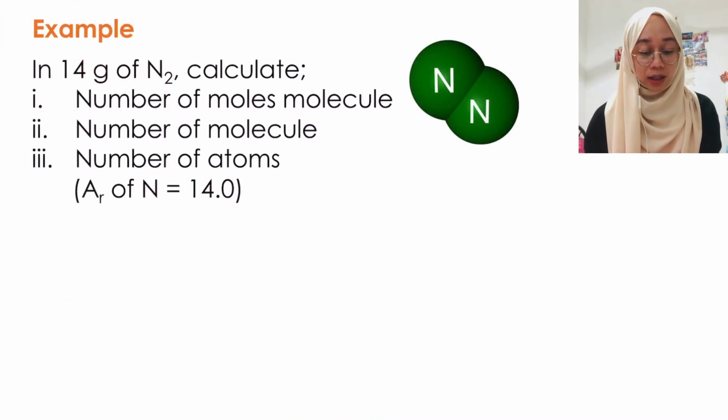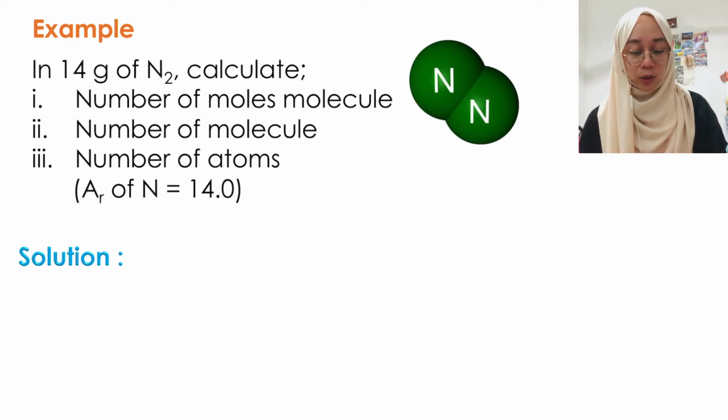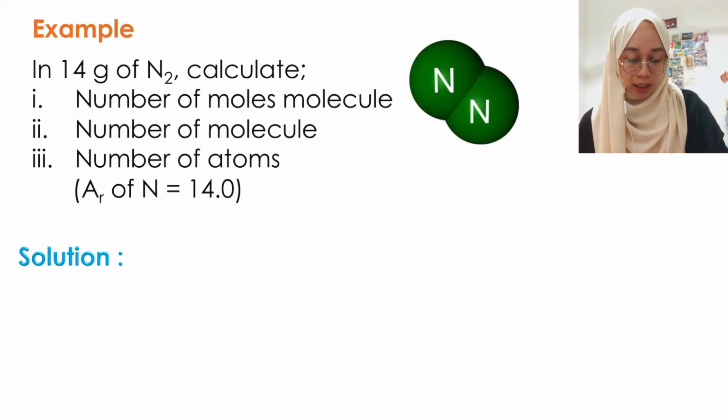Okay, so let's have a look at this example here. So you are given 14 gram of nitrogen gas. So calculate the number of moles of the molecule, number of molecule, number of atoms. Okay, so now kita try selesaikan dahulu the number one. So kalau Miss suka extract keluar dahulu info yang ada. Okay, so dia kata kat sini mass adalah bersamaan dengan mass of nitrogen gas.